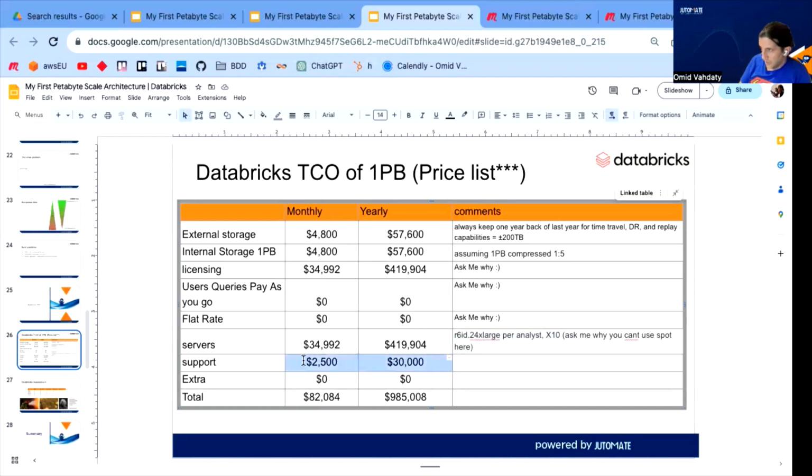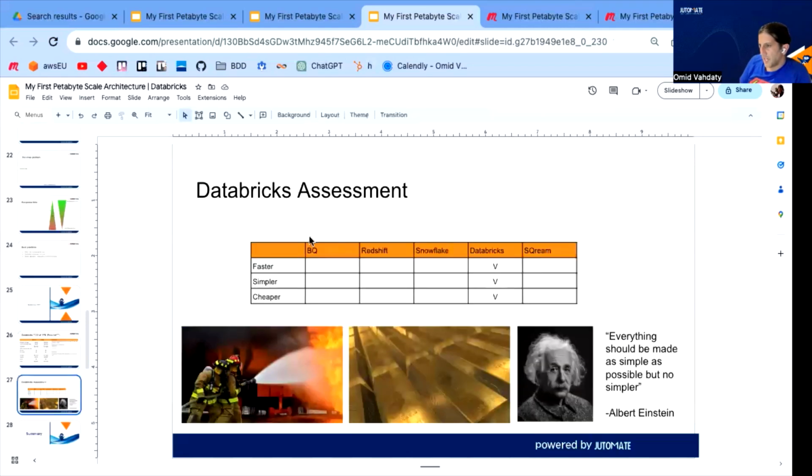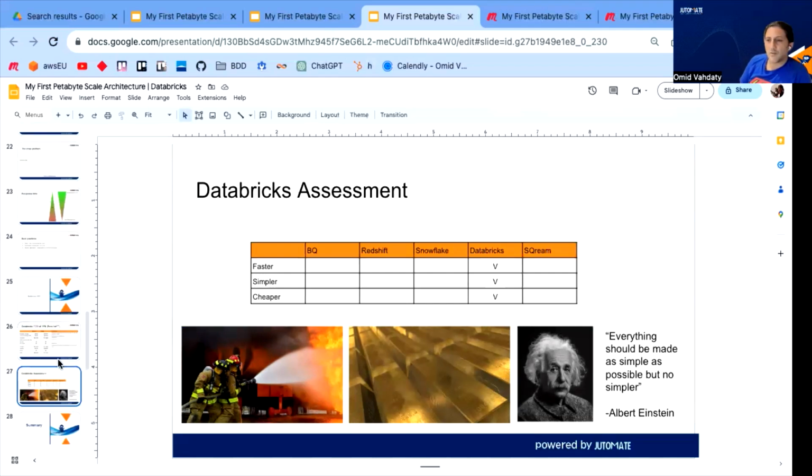In terms of support, you may end up using support on a regular basis. So all in all, the price tag, again, around $1 million, as was mentioned in previous use cases. In terms of assessment, yes, fast enough, simple enough, and cheap enough, and relatively okay. But if I have to be honest, it's not going to be my first choice for this use case.